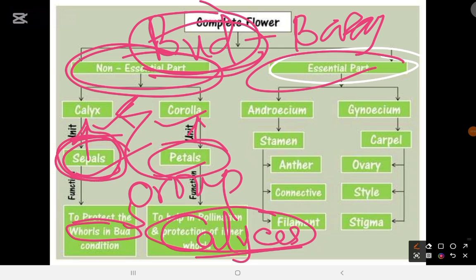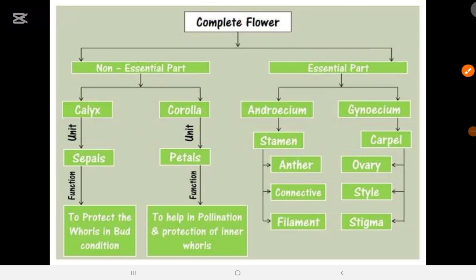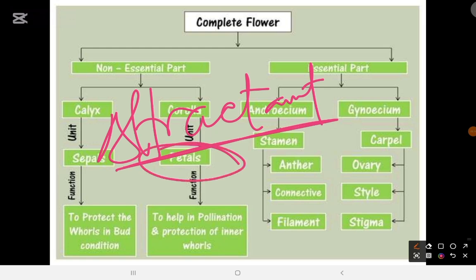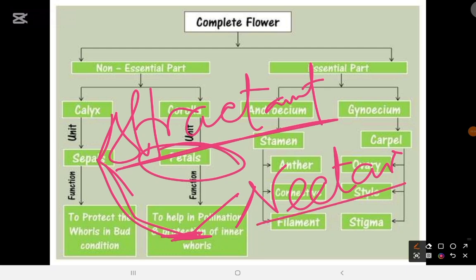The function of the corolla, or the petals, is to help in pollination. How does it help? It serves as an attractant to pollinators. One of the ways it does that is that at the base of the corolla, we have what is called nectar. This nectar is a sweet juice that pollinators, such as insects, majorly insects, or some birds, are attracted to.